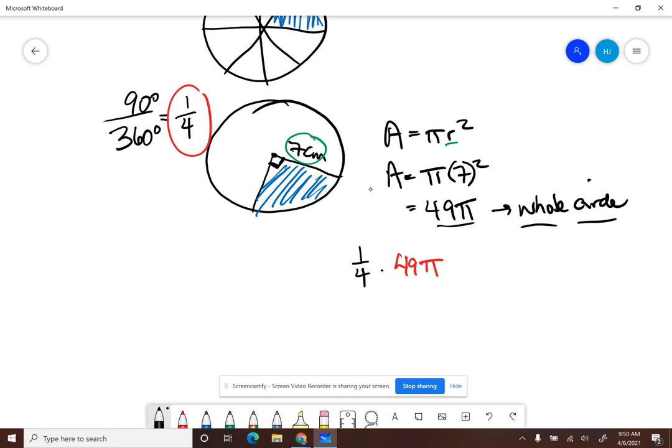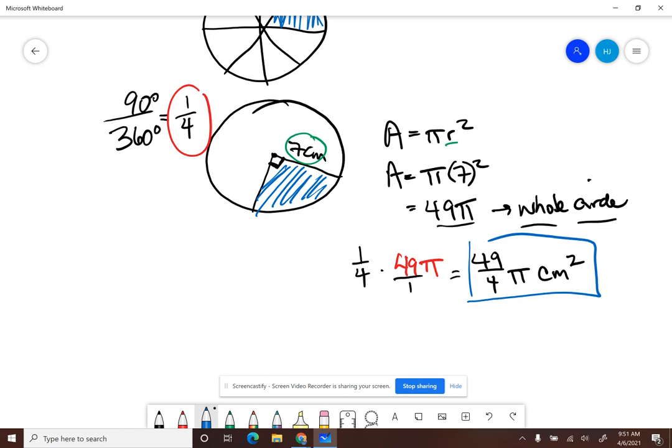Now, let's think about how we can actually combine this. Well, think about any number can be written as a fraction. So this 49 could be written as 49 over 1. When we multiply straight across, 1 times 49 is 49. 4 times 1 is 4. So we have 49/4 pi centimeters squared, okay? This would be the area of this sector that we're actually looking for because, again, it's not the whole circle, it's just part of that circle.